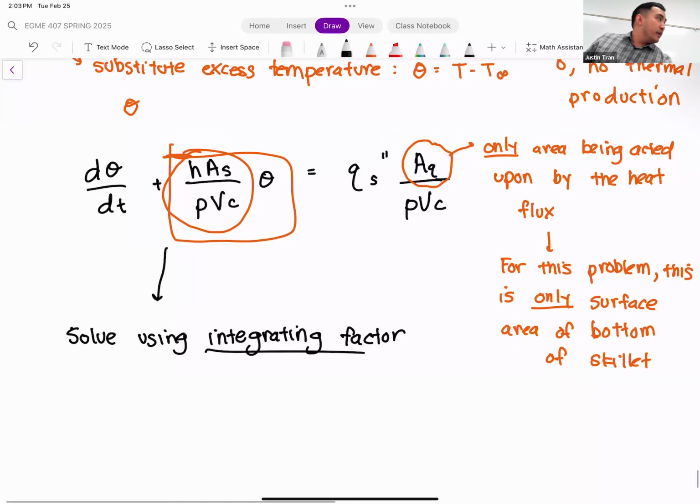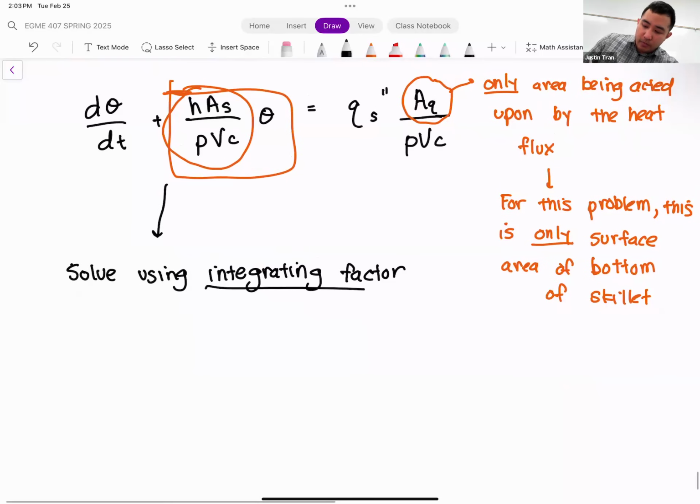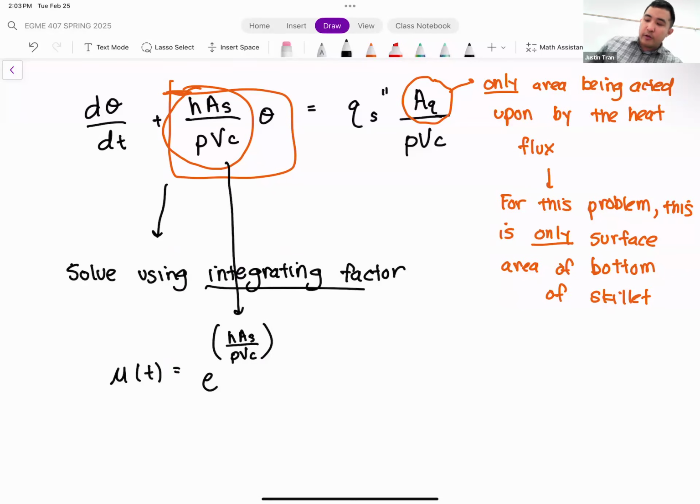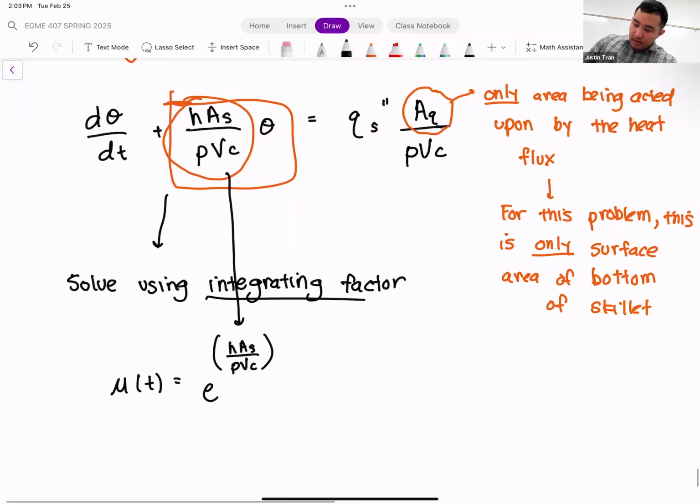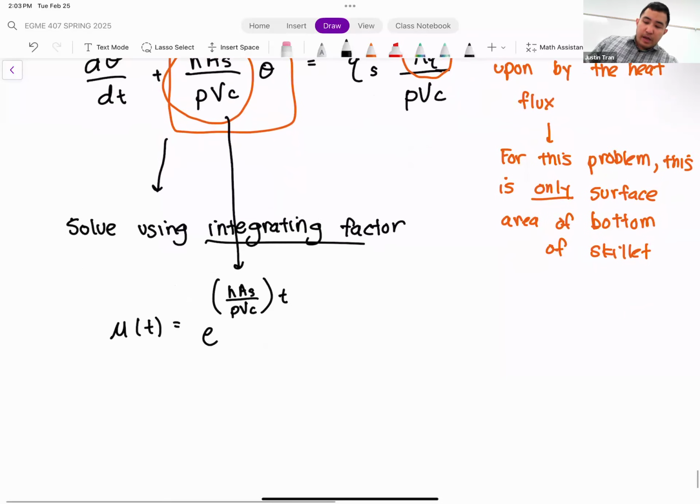In this case, for our integrating factor, I usually use the symbol mu. Mu of t is going to be equal to e raised to the hAs over rho VC, okay? That's the coefficient in front of the theta term in our ODE. So we take that and put it in the exponent, and then multiply it by t. What we do with the integrating factor is then multiply the entire differential equation by it.